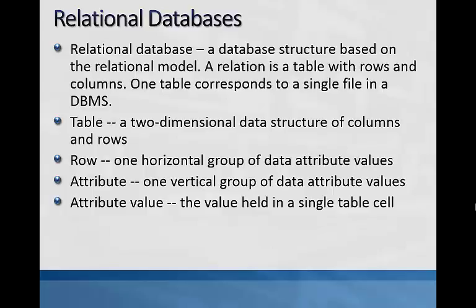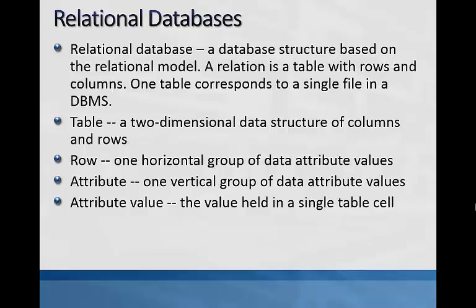A relational database is a database structure based on the relational model. In essence, a relation is like a table and consists of rows and columns. Each row is a record and each column is an attribute of the relation. A relation or table is similar to a spreadsheet with rows and columns. However, a relational database is much more powerful than a spreadsheet.